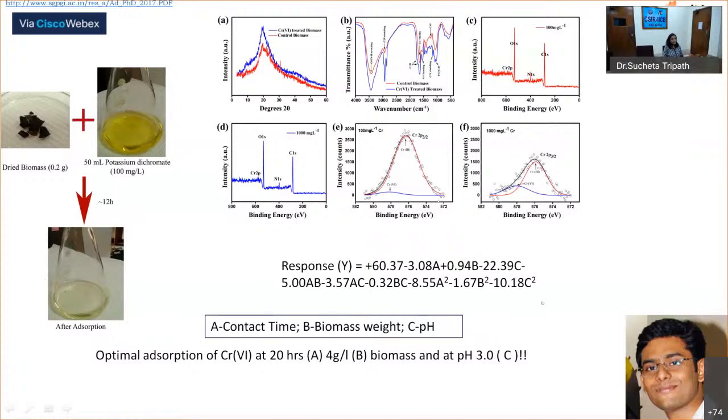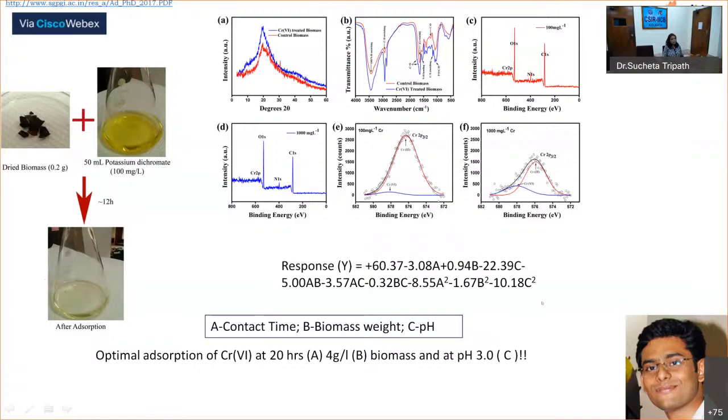And we are very excited with this. Then he started doing a lot of other experiments. I am not getting into details about that to understand what is happening, whether this is chromium 6. He also found that this chromium 6 is reduced to a less toxic form, chromium 3, using our biomass.